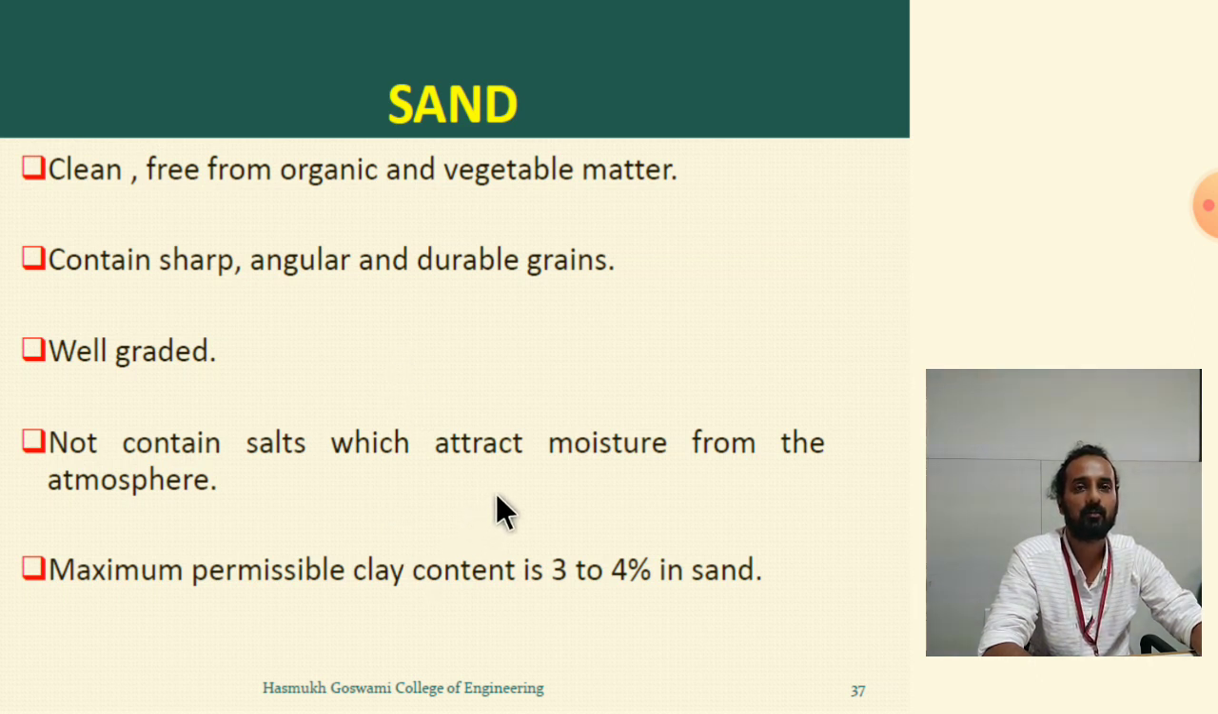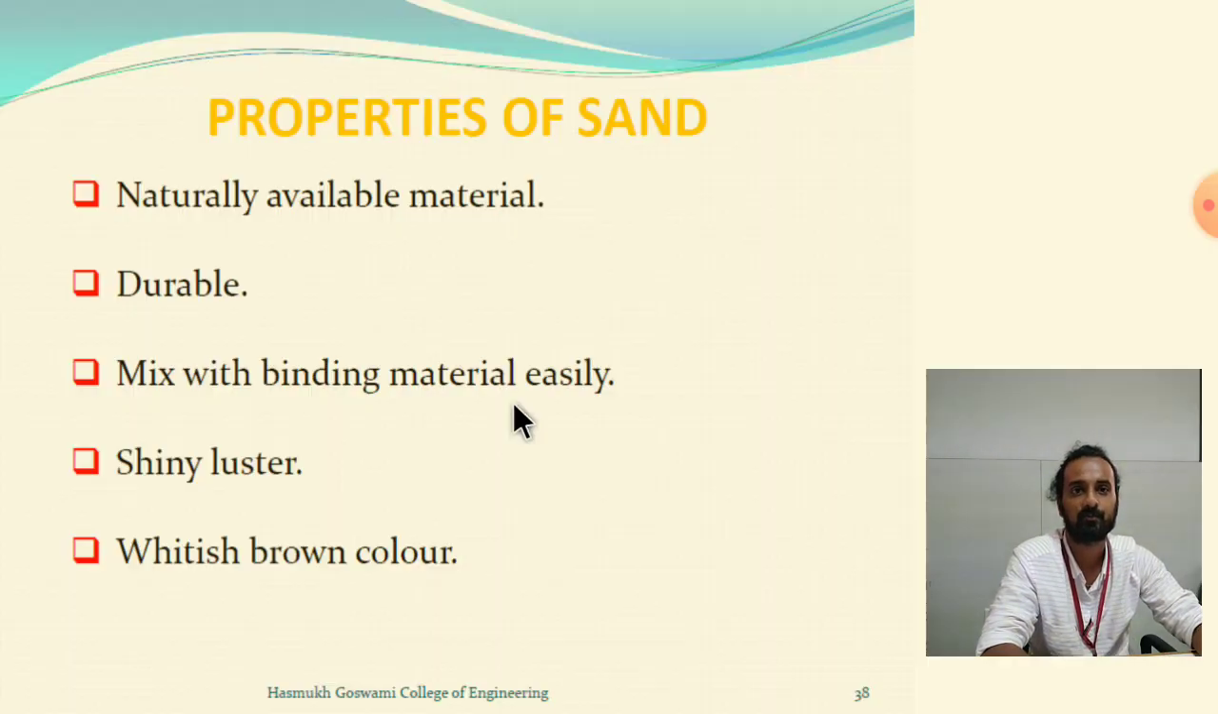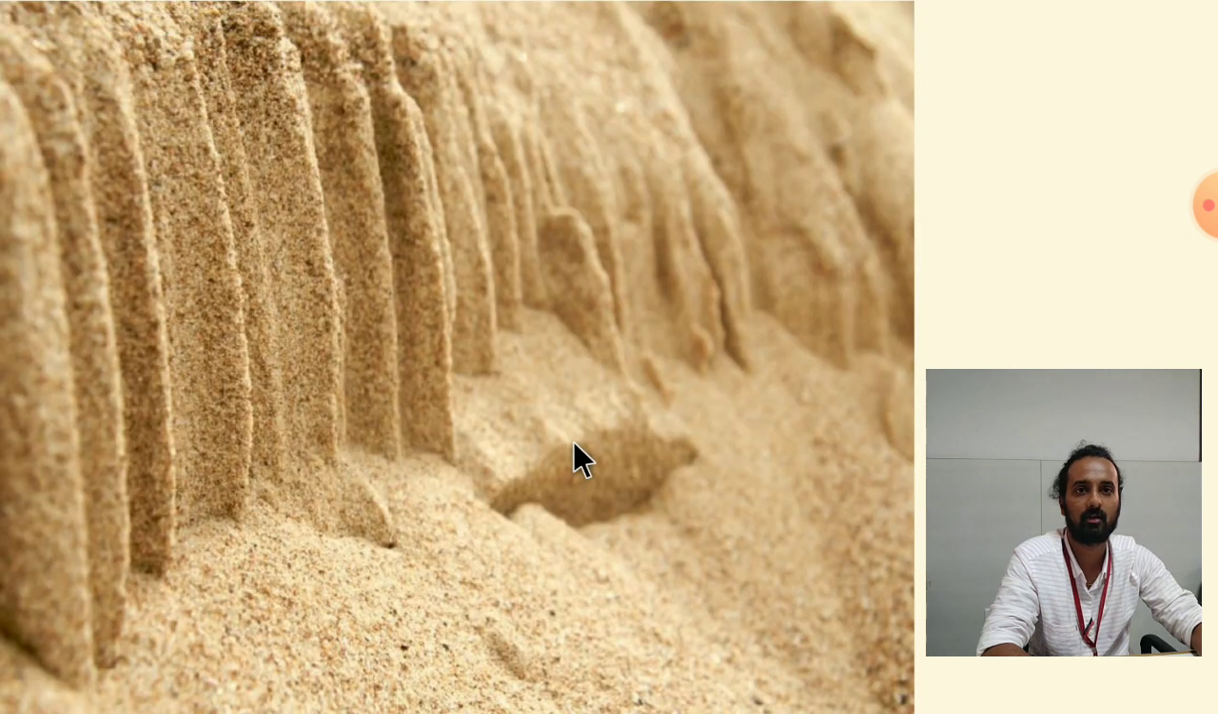So in India, Andhra Pradesh is the most sand-producing state. It's around 883 tons the state produces. Around 72% of the sand is produced in Andhra Pradesh in the whole year. 72%. Properties of sand: it should be a naturally available material. It should be durable, mix with binding material easily, with shiny luster and whitish brown color. You have seen sand everywhere else.